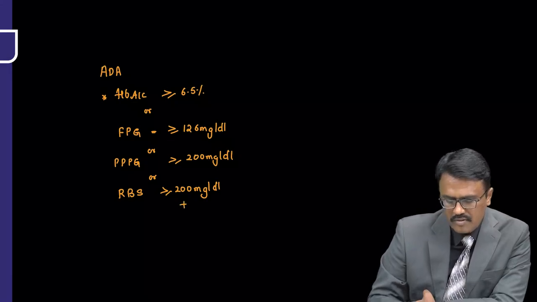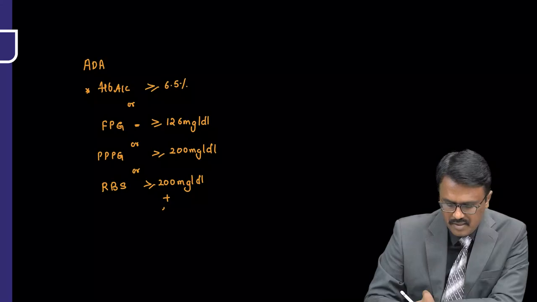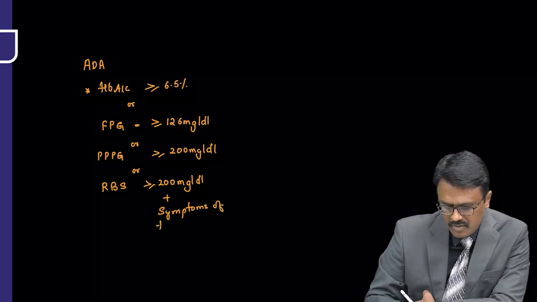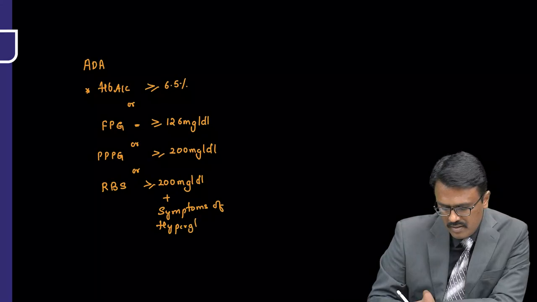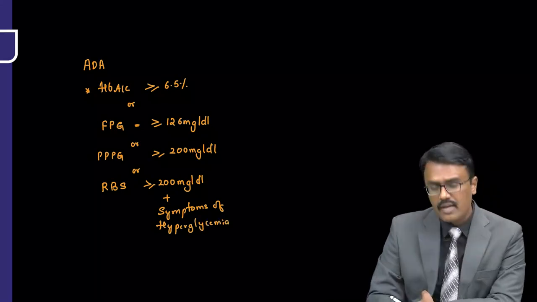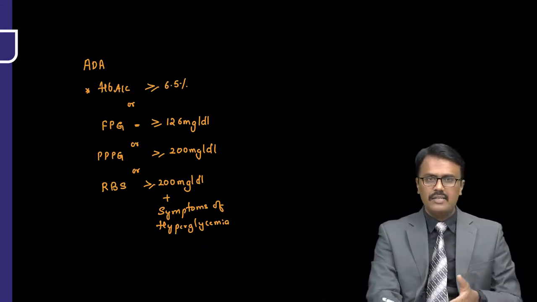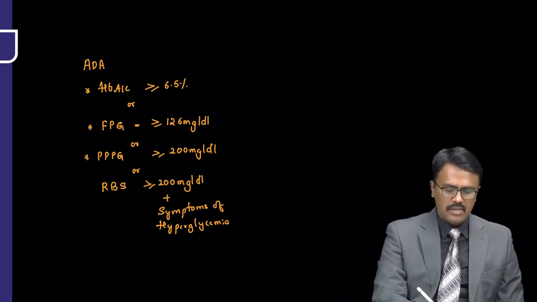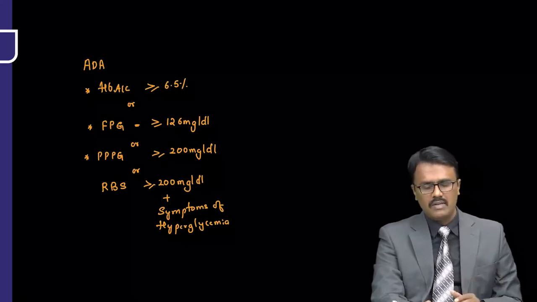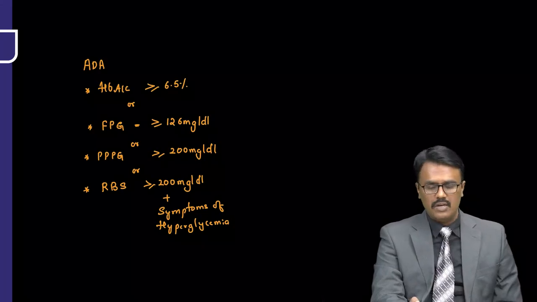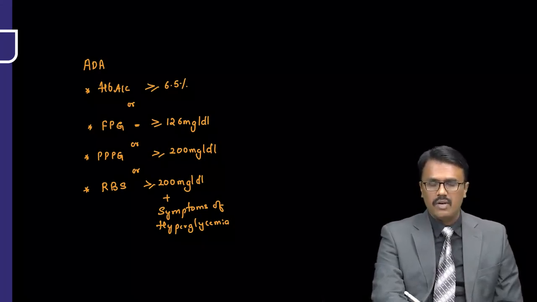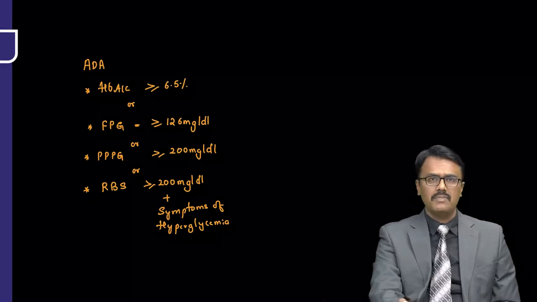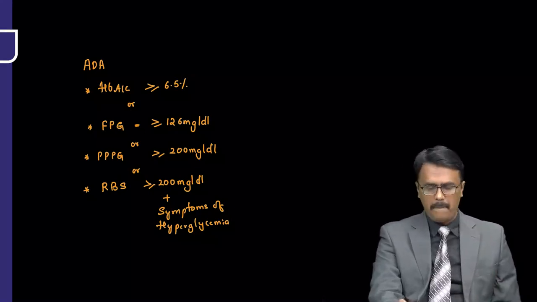Along with that, the patient should have symptoms of hyperglycemia. Then we diagnose diabetes. Any of these criteria, it's not like all 4. Any of these: HbA1c more than or equal to 6.5, fasting plasma glucose, also called FBS, more than or equal to 126, postprandial more than or equal to 200, random more than or equal to 200 mg per deciliter. Along with that, the patient should have symptoms of hyperglycemia, that is polyuria, polydipsia, and polyphagia.